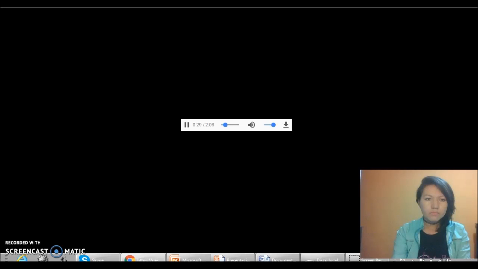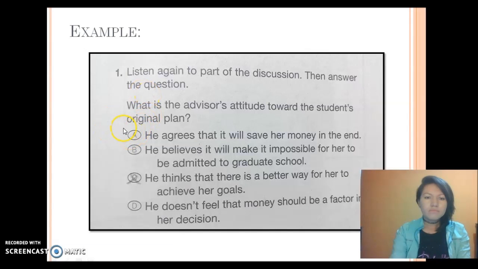What is the advisor's attitude toward the student's original plan? Okay, so we can answer this type of question by listening to the tone of voice of the speaker, okay? And then we can choose the option.